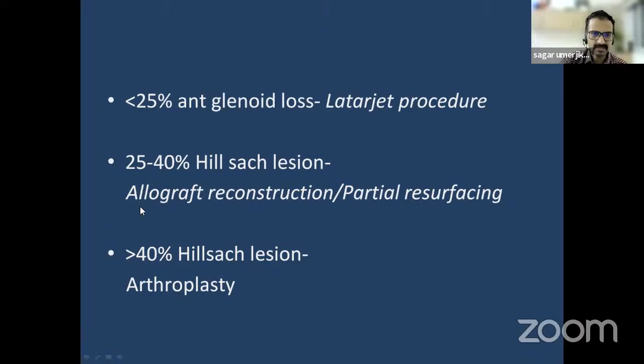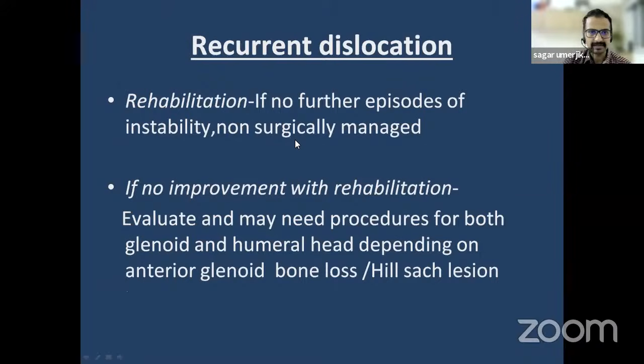All the percentages of bone loss are more specifically seen on CT scan rather than MRI. The labral lesions are seen on MRI and the bony lesions are seen on CT scan. That will help us decide the management.